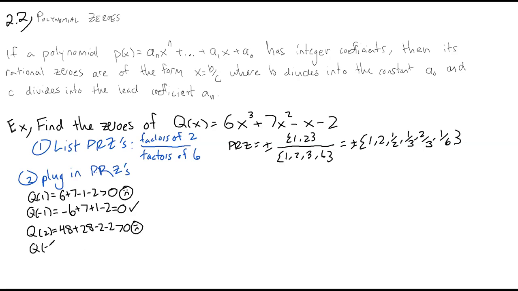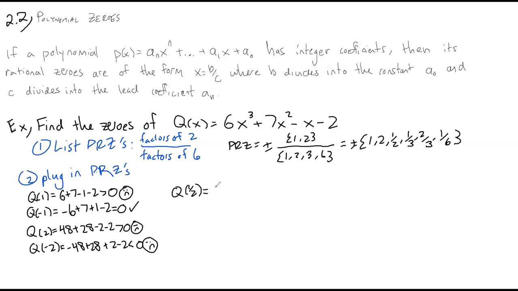And Q of -2, so that should be -48 plus 28 plus 2 minus 2. That should be, I think, -20. So that is definitely not 0. Keep trying. So let's try Q of a half. It does start to get a little ugly with those fractions, but I'll manage.